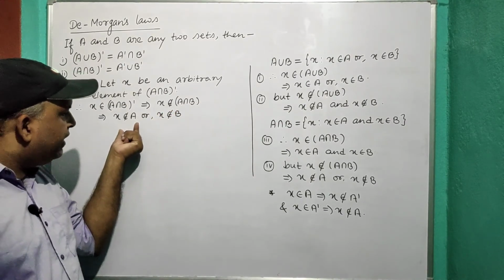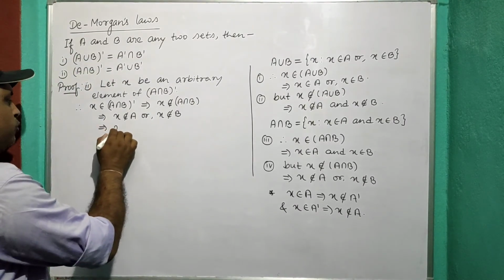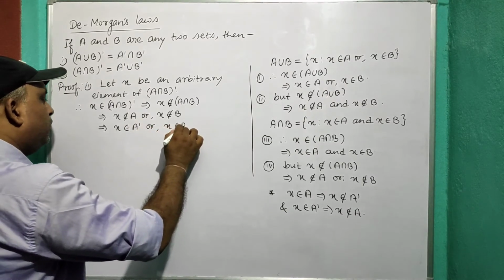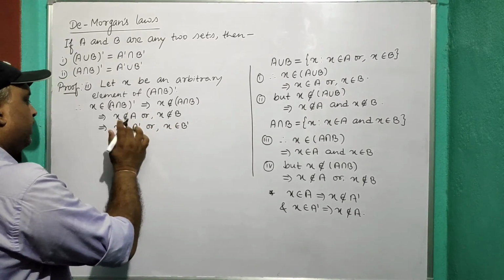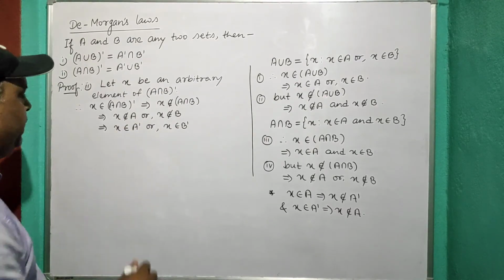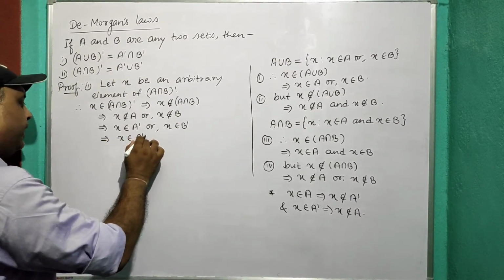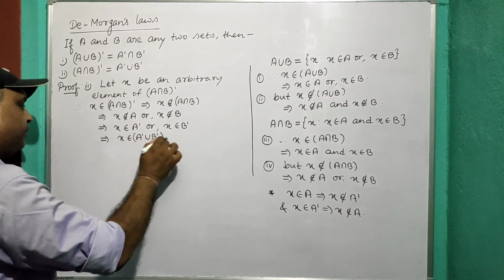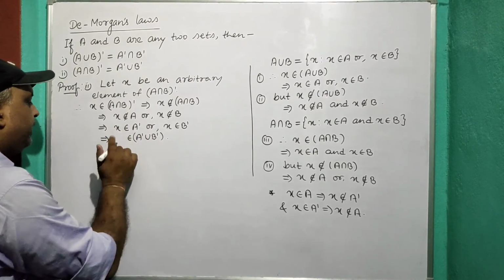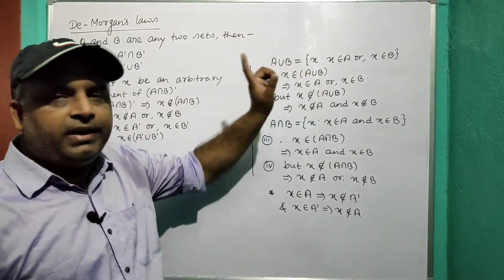Now if X does not belong to A, it means what? It means that X belongs to A' or X belongs to B'. ठीक है? And X belongs to A' or X belongs to B' implies that X belongs to A' union B'. क्योंकि और दिया हुआ है, belongs to दिया हुआ है, so in this case we write that X belongs to A' union B'. जब और दिया रहेगा तो.